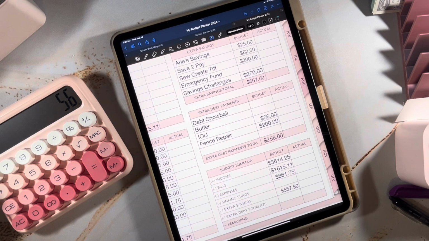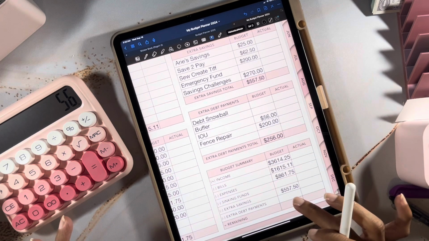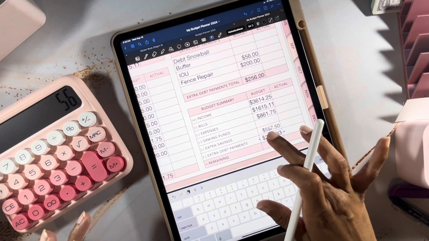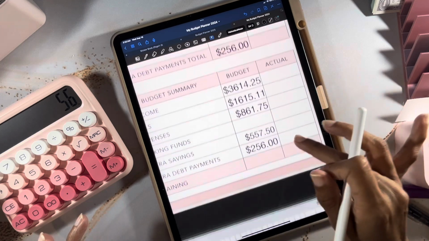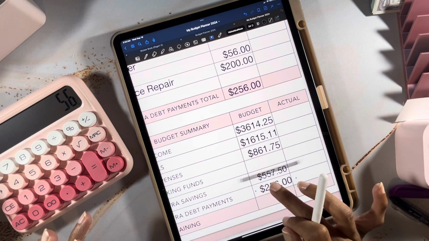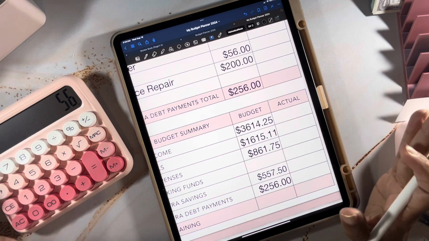But anyway, so let's go and put this down into extra debt payments. So we're going to total this up. We're going to see how much we have left over, and hopefully we have something left over, because we'll see. Okay, so that is it.